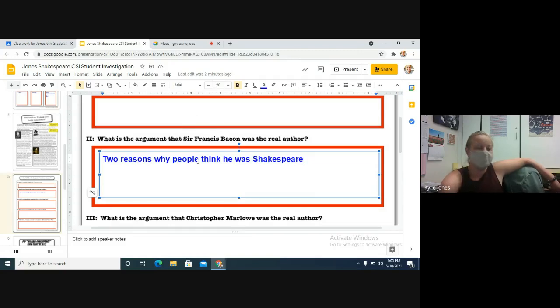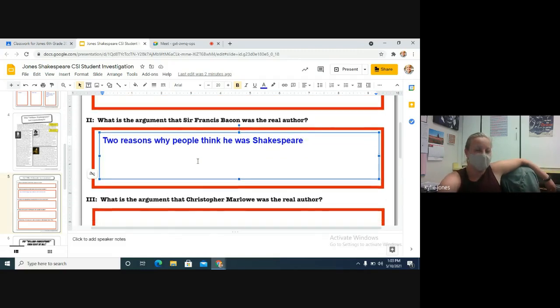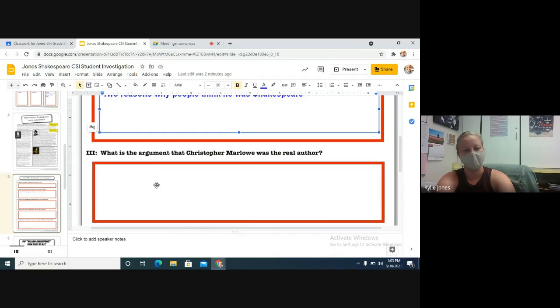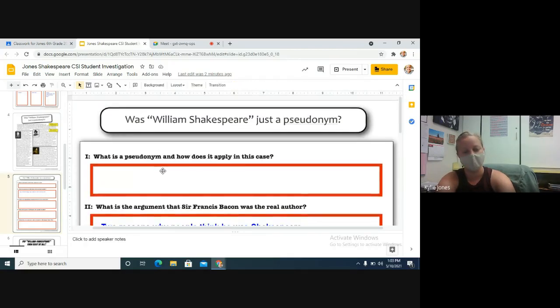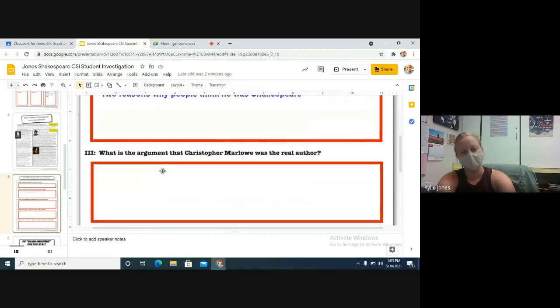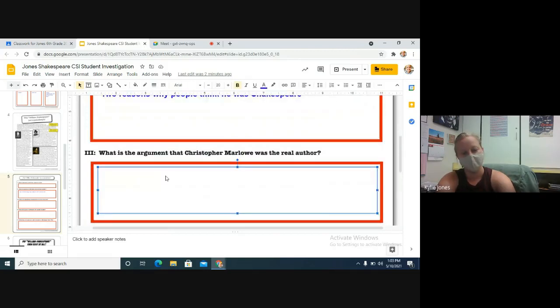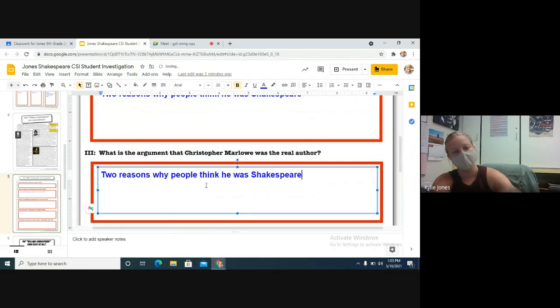Okay. The next one, if you're done with why they think that Sir Francis Bacon is Shakespeare, then you need to do the same thing and talk about why people think that Christopher Marlowe was Shakespeare. As long as you have 2 reasons, they can be in the same sentence, yeah.